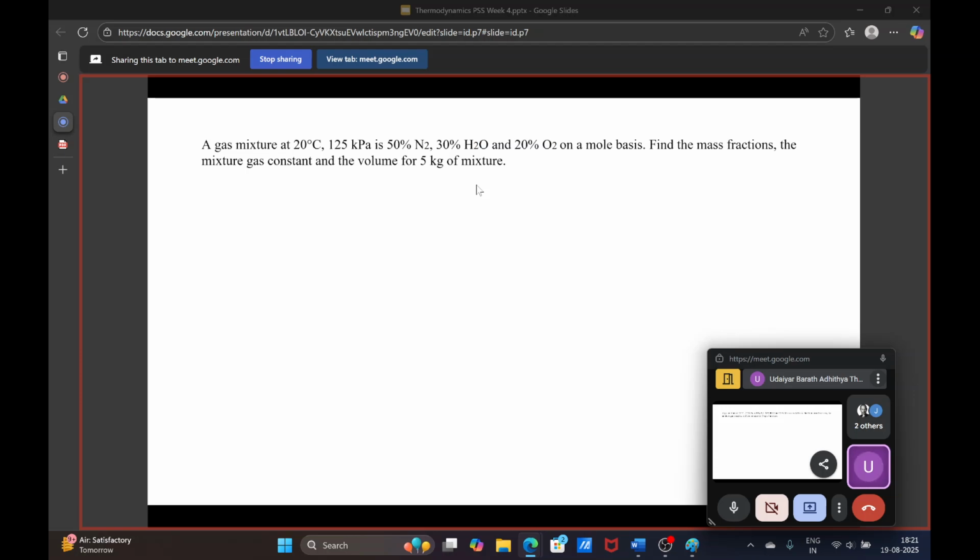Okay. So a gas mixture at 20 degrees Celsius, 125 kilopascal, is 50% nitrogen, 30% water, and 20% oxygen on a mole basis. Find the mass fraction, the mixture gas constant, and the volume for 5 kg of mixture.